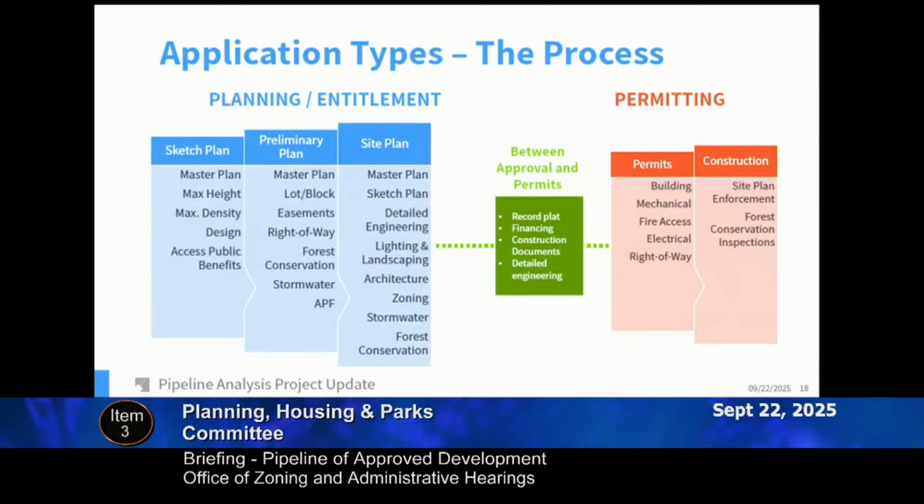After entitlements, the project moves within county processes to permitting, which is managed by DPS. This is where building permits and related approvals like mechanical, electrical, fire, right-of-way are issued so construction can begin. It's also important to understand in the little green box that developers often need to secure financing, complete detailed engineering and construction documents, and do coordination with multiple agencies before the permitting process can even begin. This gap is part of the reason why an approved project in our pipeline doesn't always mean immediate housing delivery or even guaranteed building permits.